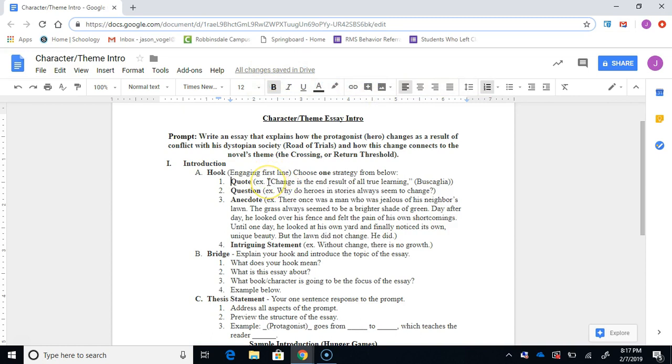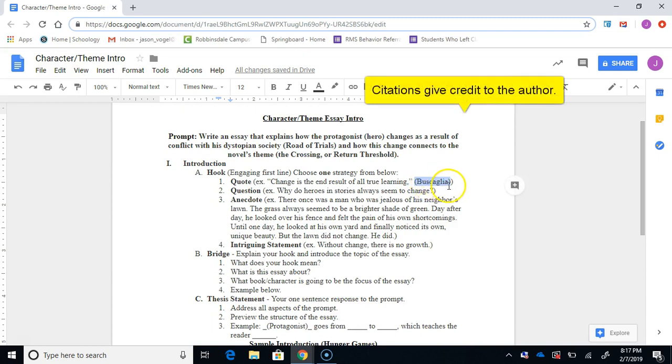The quote that I came up with, I found online, and it's, "Change is the end result of true learning. Buscaglia." I always end a quote with a citation. In this case, I'm putting the author's last name of the person who said it.